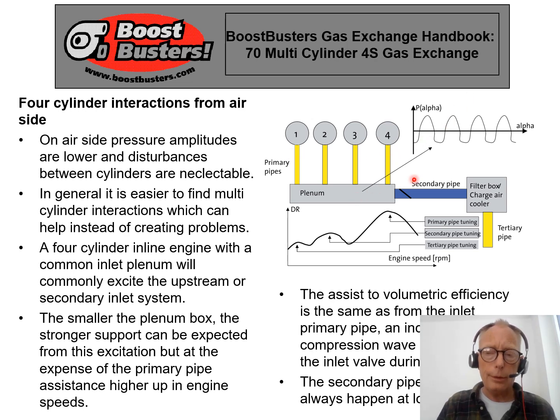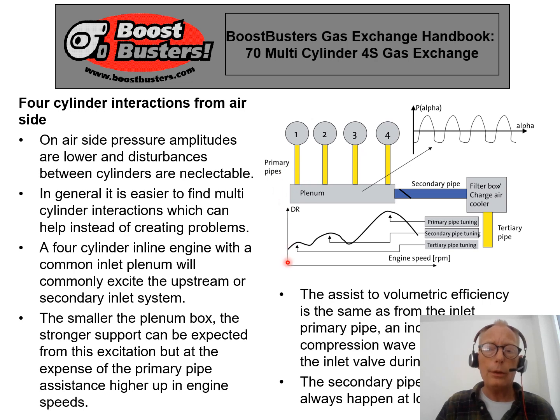Together they send out pressure waves to the filter box, which are reflected and come back as compression waves, moving into the engine again. In the same way as the inlet primary pipes are capable of generating compression waves when the inlet valve is closing, we can obtain the same thing from the secondary pipe on an inline 4-cylinder engine.